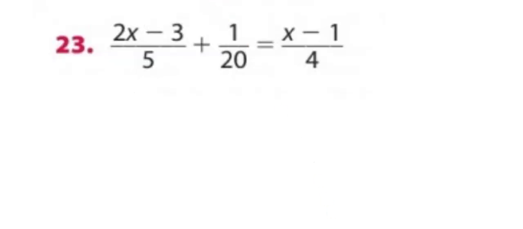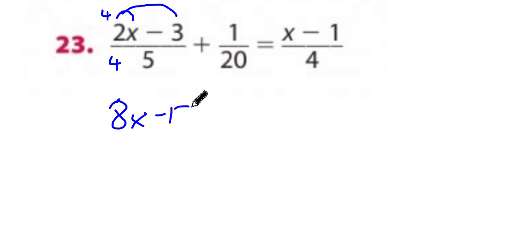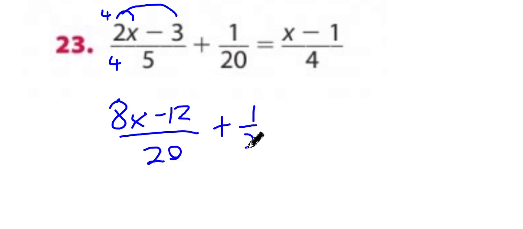I'll start off. I'm going to multiply the top and bottom by 4 to turn it into a 20. What do you get when you multiply it by 4? 1 sec. So it's 8x minus 12 all over 20. 1 over 20. Now what do you have to do with the 4 on the other side? So multiply by 5.